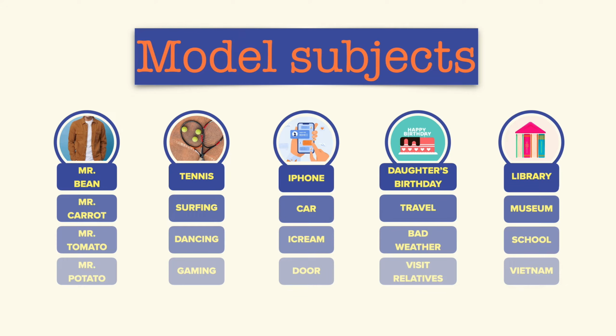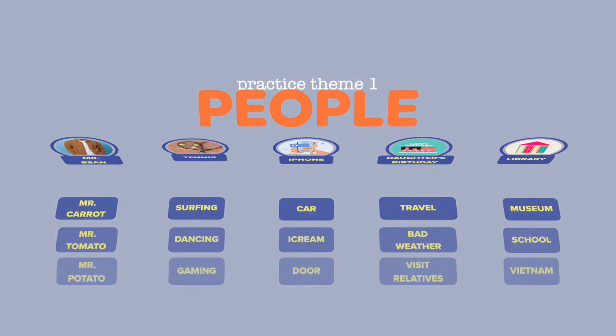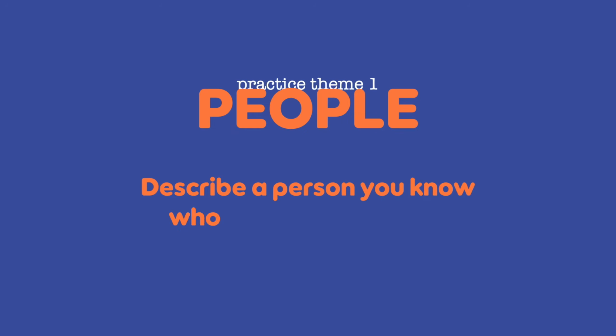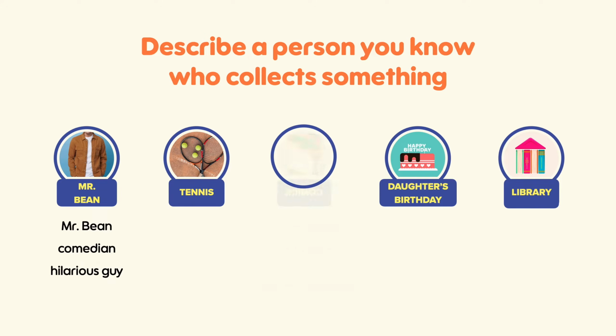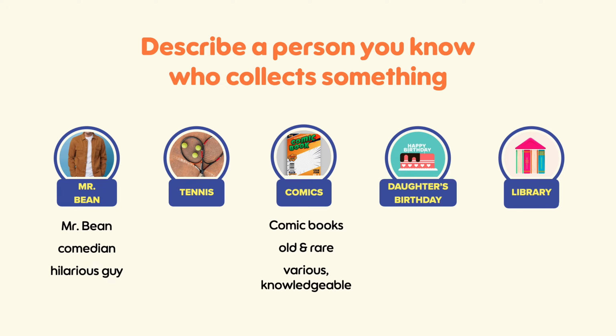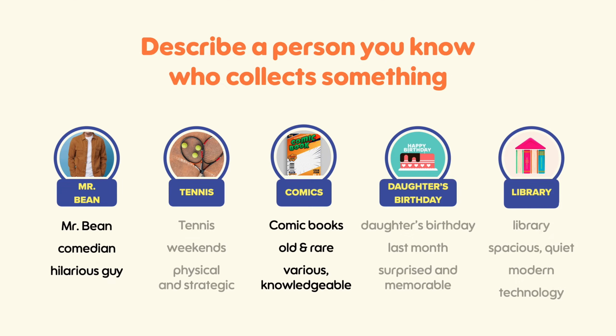Now let's do some examples for the 5 themes. First of all, people. Describe a person you know who collects something. For this question, I'll still talk about my friend Bean. For things, I'll replace iPhone with another model subject, which is a collection of comic books, and I keep the remaining subjects unchanged. Of course, I don't have to talk about all the bullet points that I prepared, because that would exceed the 2-minute limit.